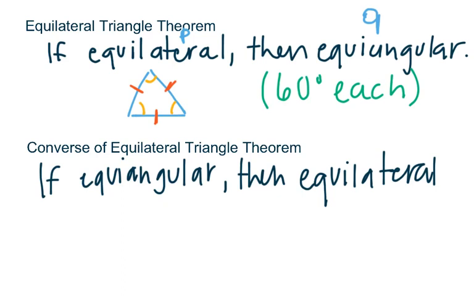Alright, so this time we still have our triangle, but instead of being given that we have all the same sides, we have that we have all the same angles. And if we have all the same angles, then in return we have to have all of the same side length.